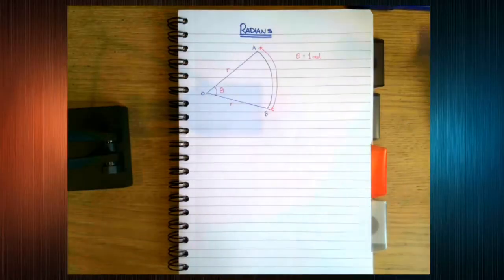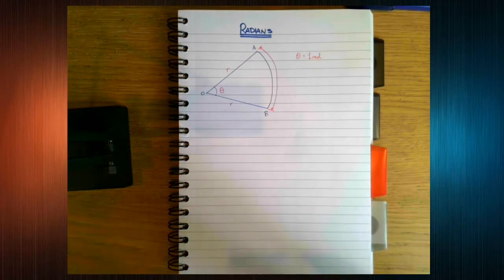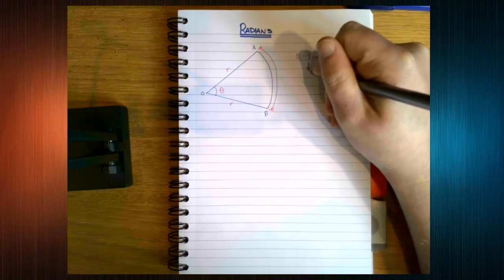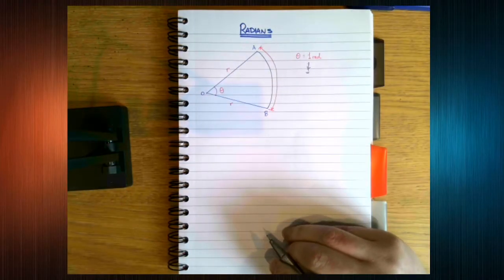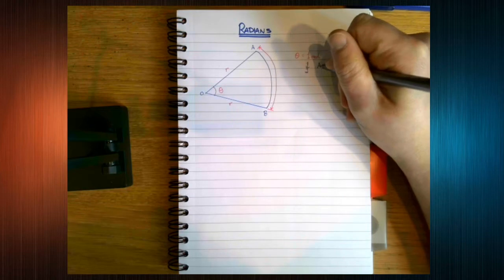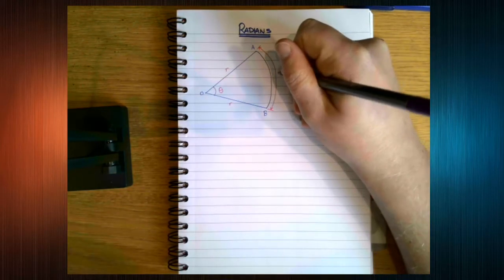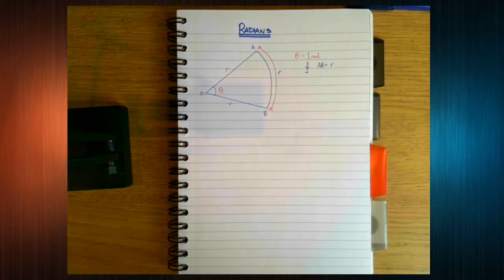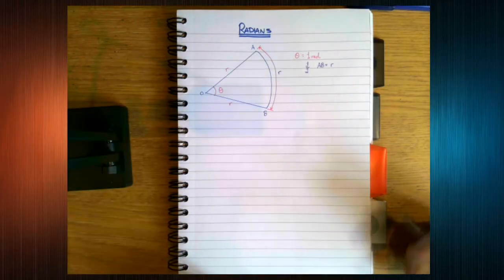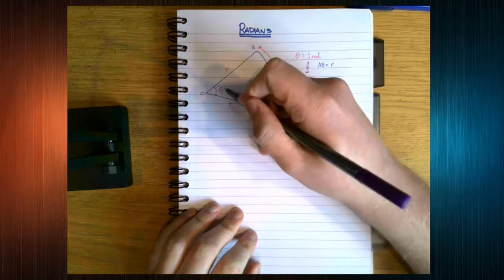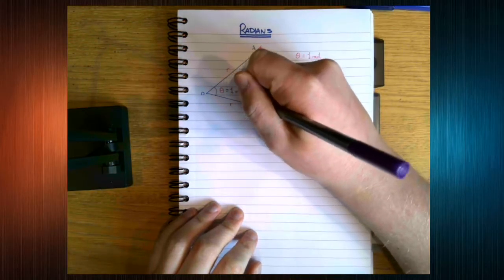if this arc length here, if the arc length AB, is also equal to r. So you can think of this as what happens if you have an equilateral sector. All of the lengths are the same. This equals 1 radian.